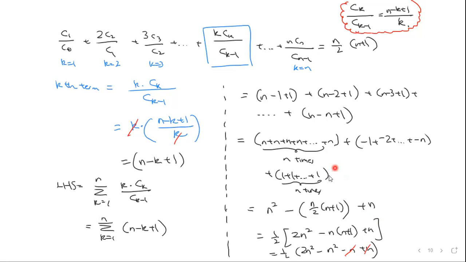I must have made an algebraic mistake somewhere here. Right, there should be a 2n here. So if that's a 2n, then that should be plus 2n, which then means I'm going to get half n squared plus n, which is half n plus 1. And that's how you do it.